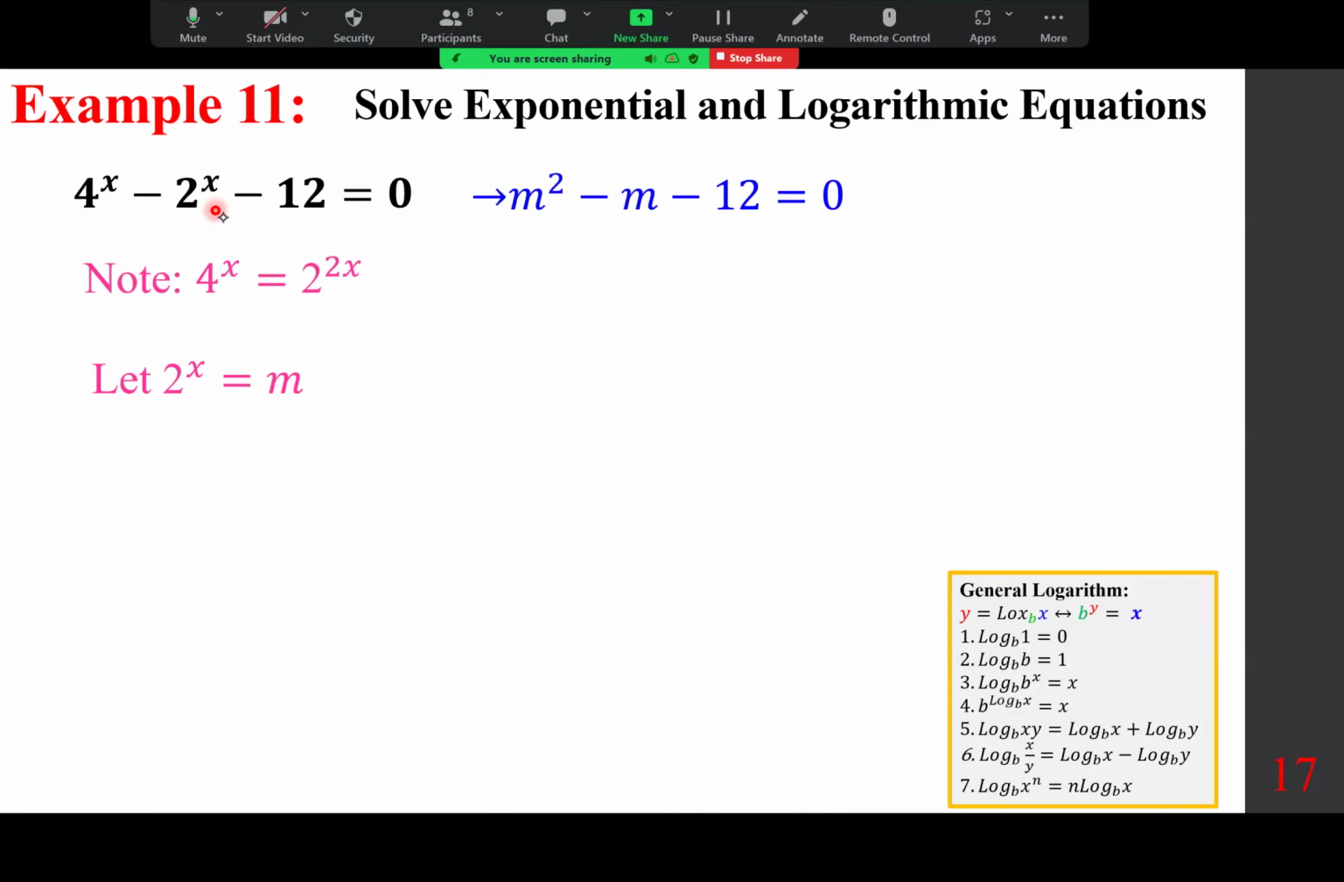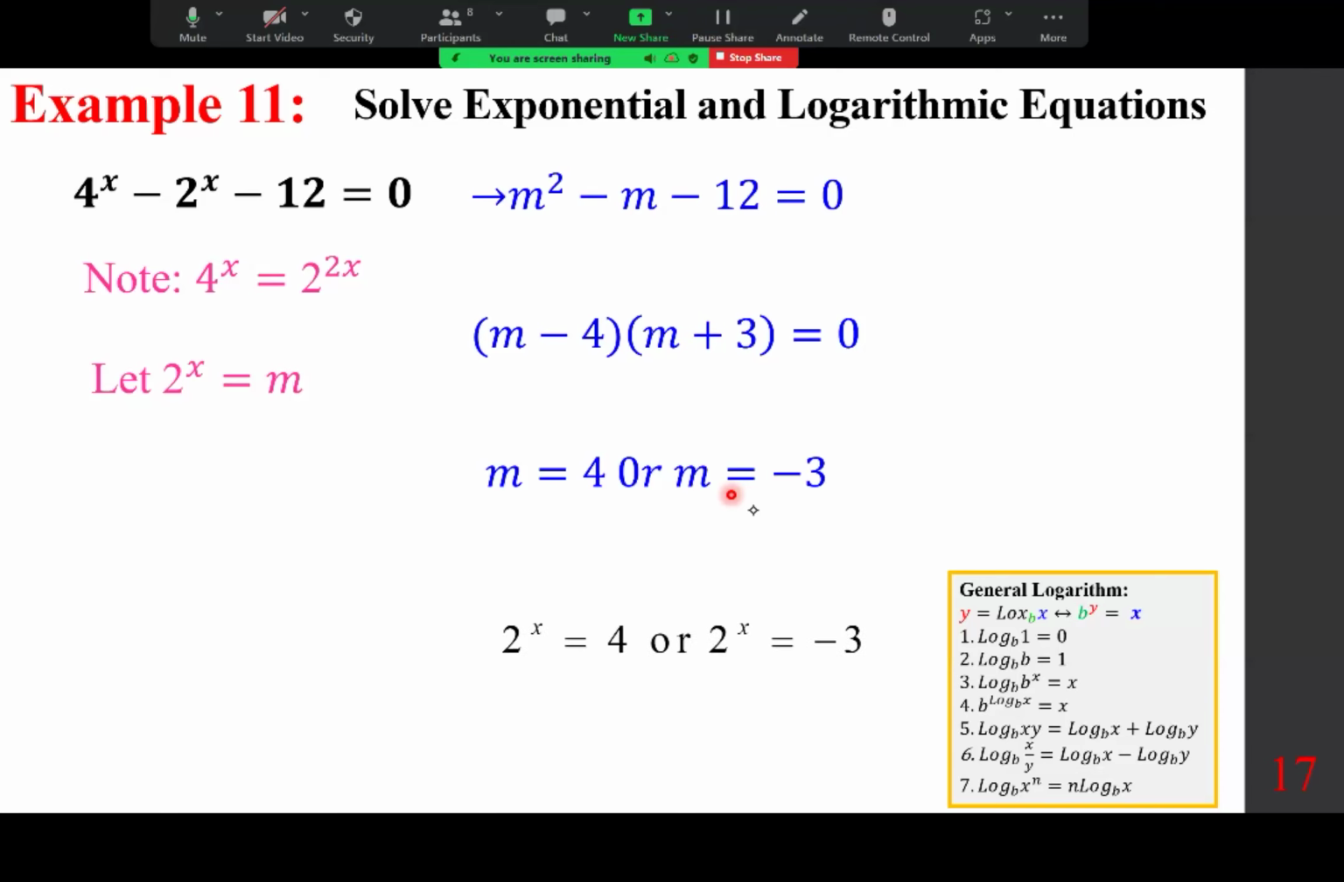We want to factor this. We want two numbers. The product is negative 12. The sum is negative 1. So negative 4 and positive 3. M is either 4 or negative 3. Therefore, we are going to replace this with what we have. 2 to the power of x is either 4 or negative 3.